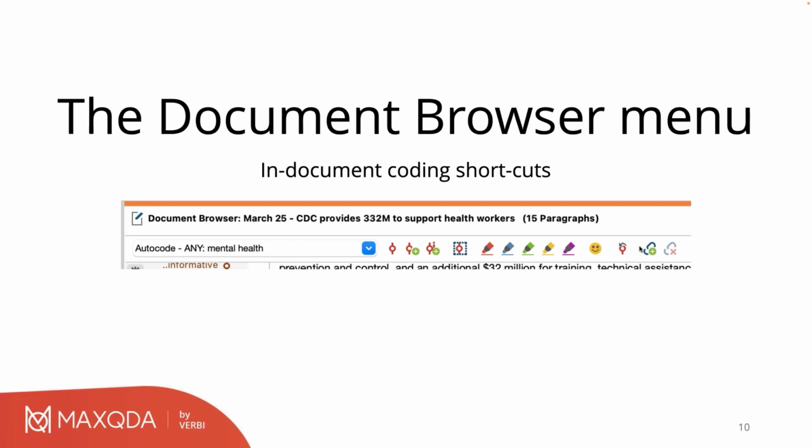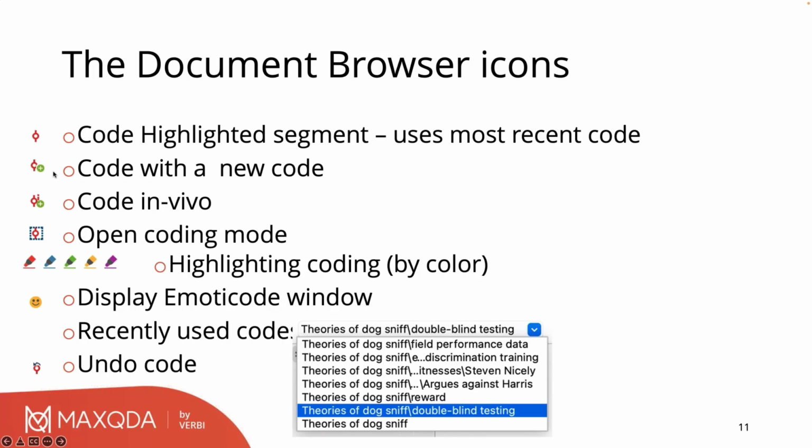The document browser also has a whole bunch of icons that are code related. These are for using an existing code. These are actually coding with a new code, coding in vivo, and I'll show that and explain these differences. Open coding is where every time you click, it's creating a new code. Highlight coding is where you're creating codes that are literally highlights, and you can rename them, which is nice.